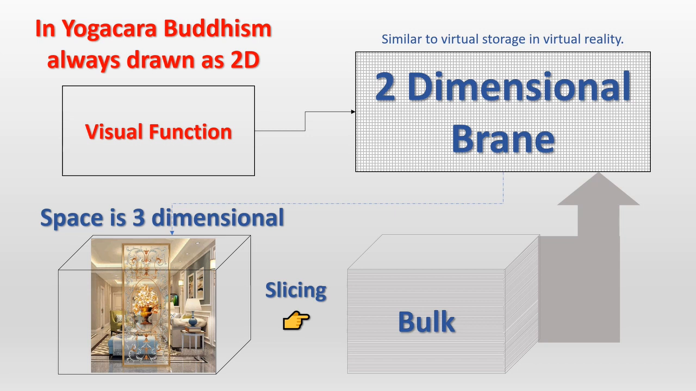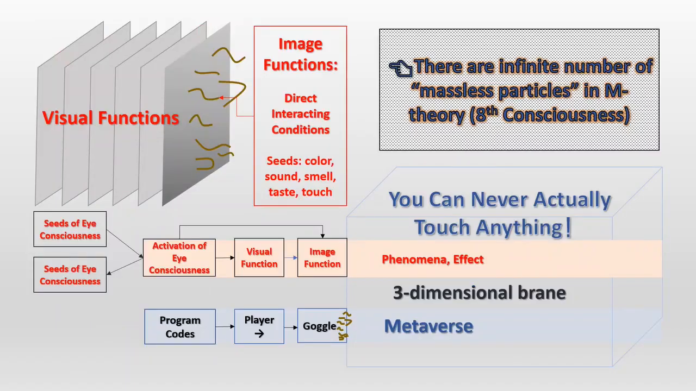Assume we are living in a virtual reality. To be realistic, the designer and programmer will have to do similar programming, where the brains will be some forms of virtual storage, each representing our different senses. Hence, brains in string theory are the visual functions of our consciousness, and the image functions are the strings that are attached onto the brains. The strings attached on the brains are the direct interacting conditions, which is like the electrical signals on the goggles of one living in the metaverse.